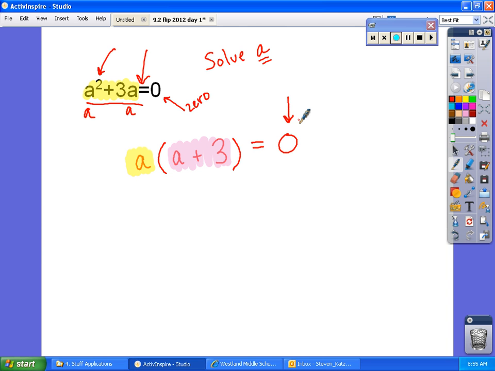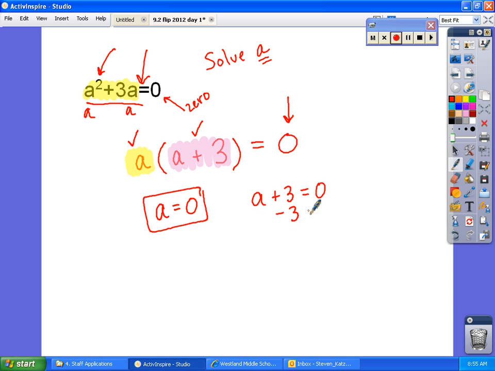Now that I have a multiplication problem that equals 0, I can say that either this has to equal 0 or this whole thing has to equal 0. So I'm going to set each of them equal to 0. A equals 0 and a plus 3 equals 0, because one of them has to be 0. Well, there's nothing more to solve here. You get a equals 0.